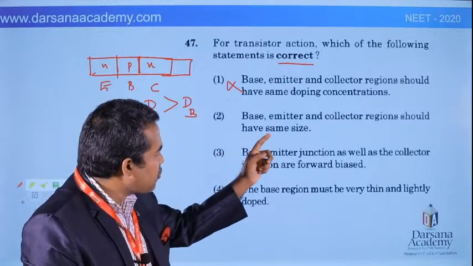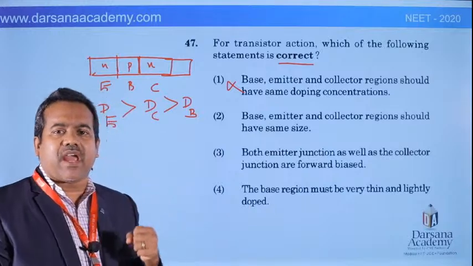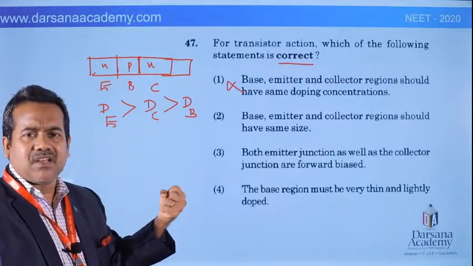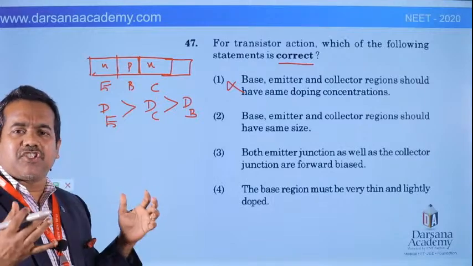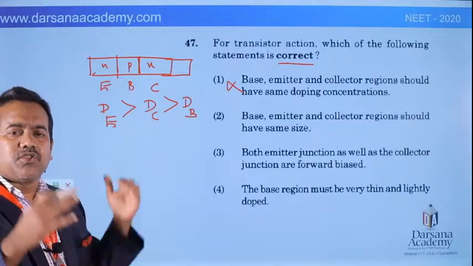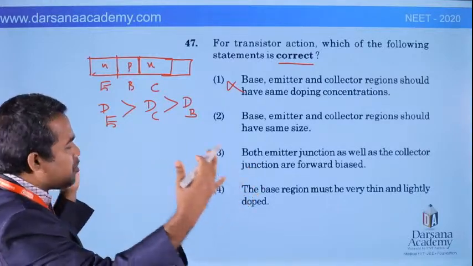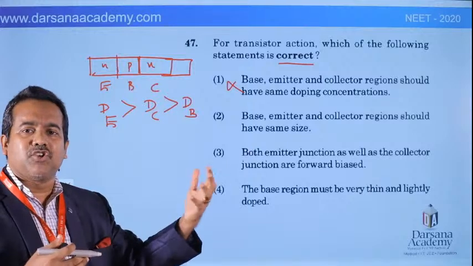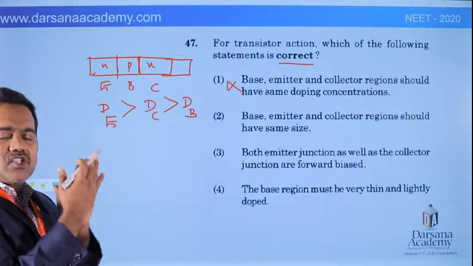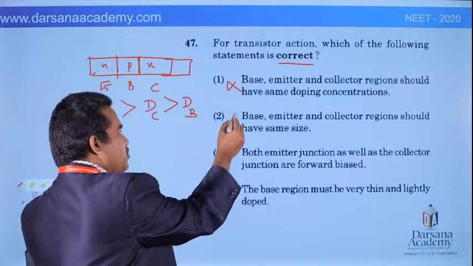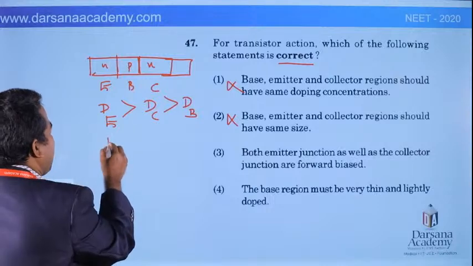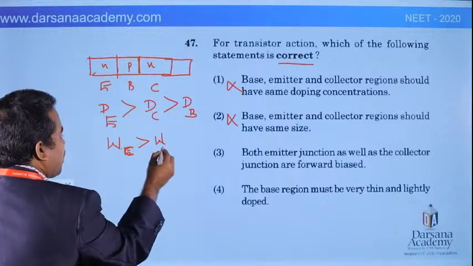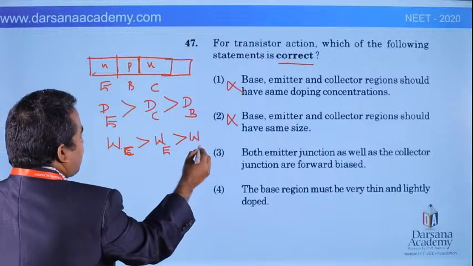Then, the base, emitter, and collector regions should have the same size. No, the third part, the collector, collects all the heat energy produced or dissipated in that region. That is a very important concept. So the area should be high, and the charge carriers from the source should enter into the collector. That is possible only when the base is very small. So that statement is wrong. The width of the collector is greater compared to the emitter, which is greater compared to the base.